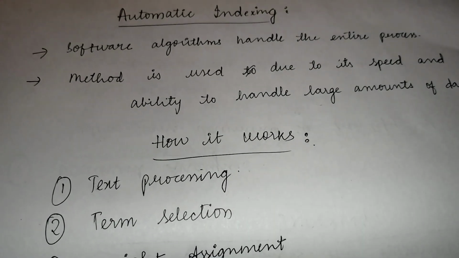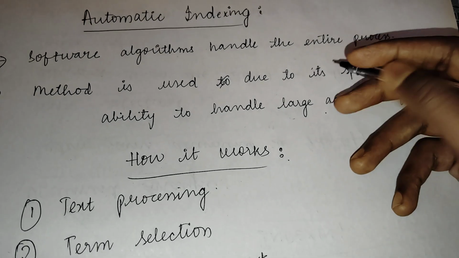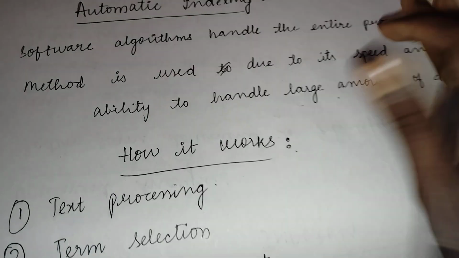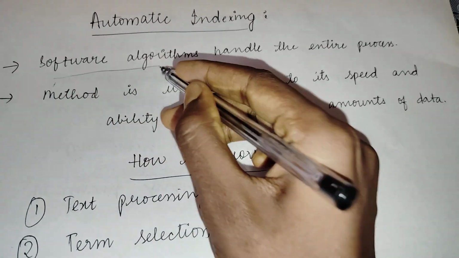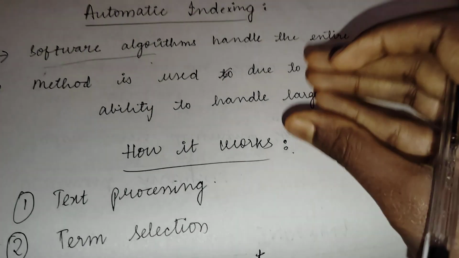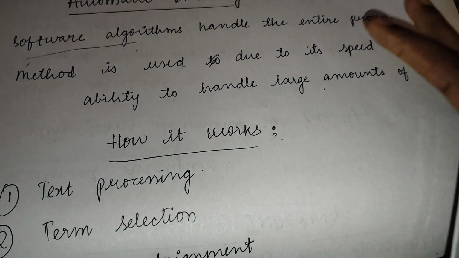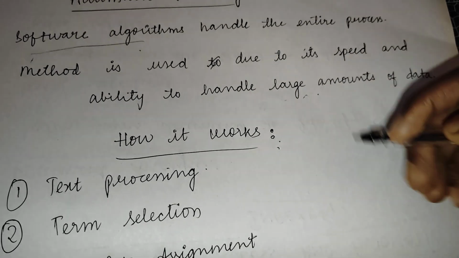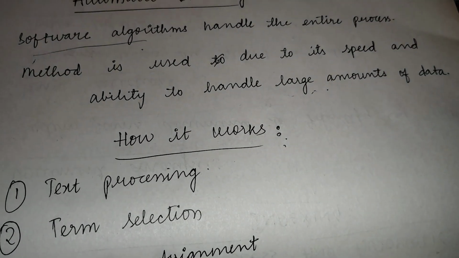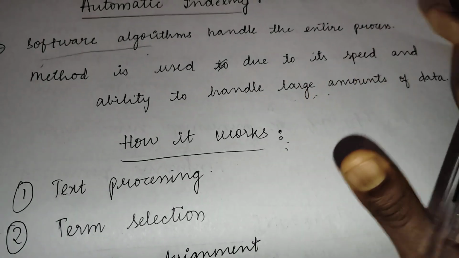Now automatic indexing. As you can see the points written here, in automatic indexing, software algorithms handle the entire process. There is no other thing that is handling the process, it is only the software algorithms. And this method is used extensively due to its speed and ability to handle a large amount of data. The best example I can give is Google search engines, which use automatic indexing to process millions of web pages every day.